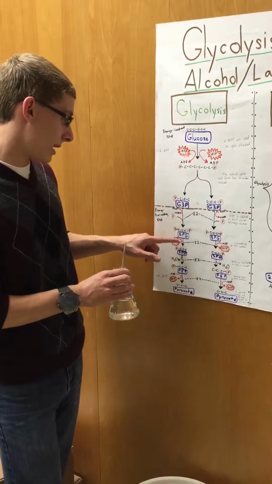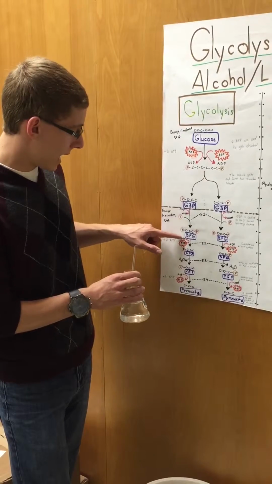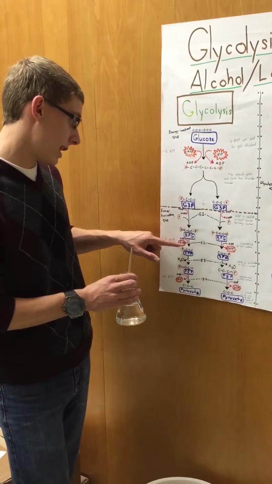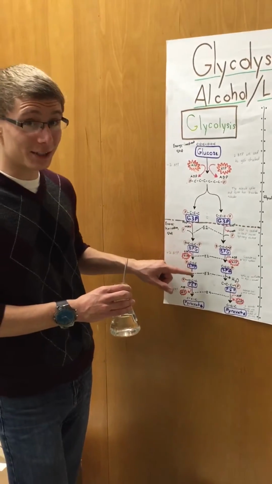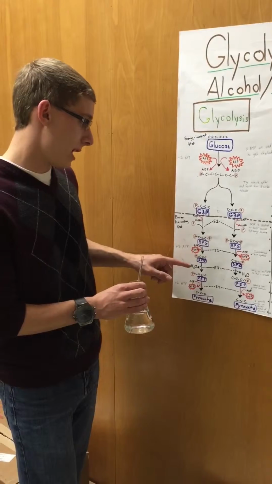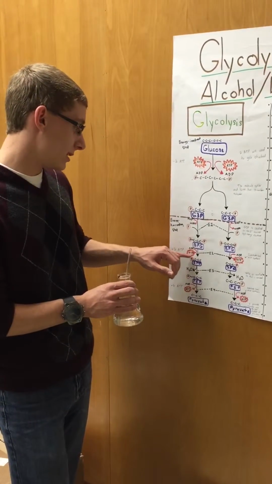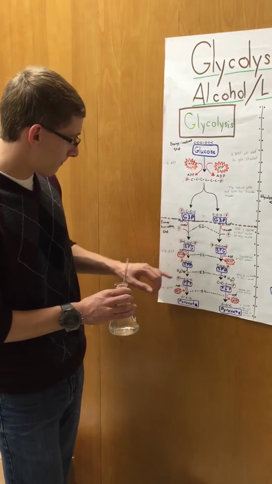And then after we have the BPG, a phosphate group is taken away from the BPG and added to ADP, which creates ATP, and leaves us with 3PG, which is the 3-carbon molecule with a phosphate as well. When this ATP is created, that is known as substrate level ATP synthesis.